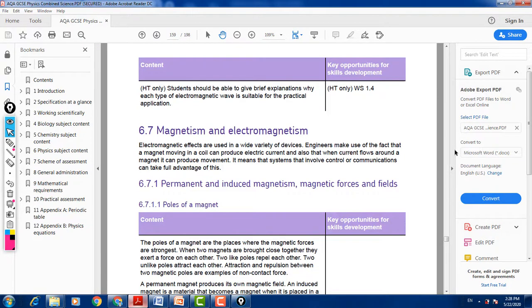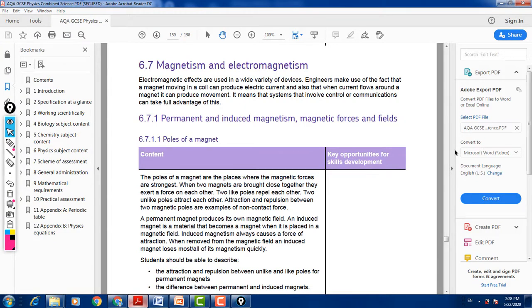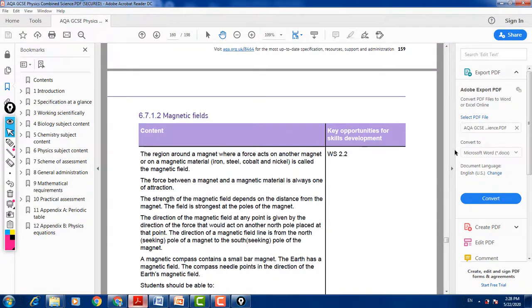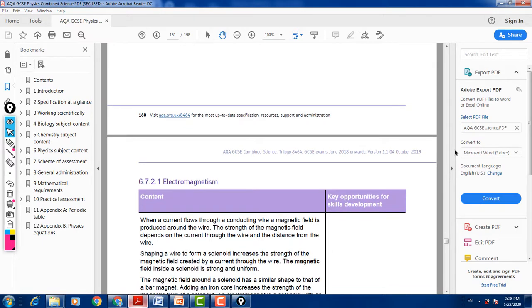And then the last topic of paper 2, and of this whole course, would be magnetism and electromagnetism. In this topic, we'll discuss first of all permanent and induced magnetism, in which we'll discuss magnetic forces and fields. Over here, the first topic would be related to the poles of a magnet. Then comes the topic of magnetic fields, and then we'll discuss the motor effect.